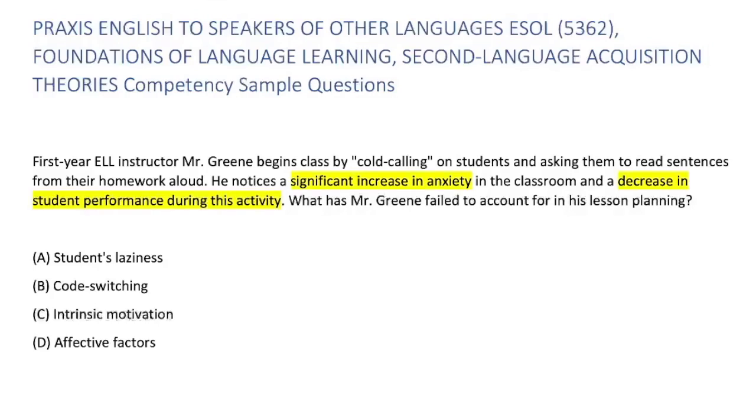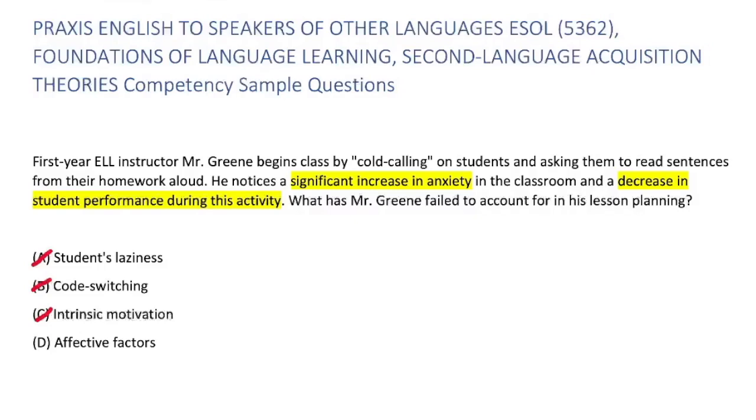I've highlighted the context clues in this question: significant increase in anxiety and a decrease in student performance during this activity. Anxiety and lower performance are going to point us to emotional issues, not cognitive or social linguistic issues. So, keeping this in mind, let's go through the answer options. We'll begin by eliminating option A, students' laziness, since that unfairly ignores the evidence provided in the context of the question. Option B, code switching, refers to alternating between two or more languages or varieties of language in a conversation, so that would not be applicable to this question because we're focusing on the filter of anxiety.